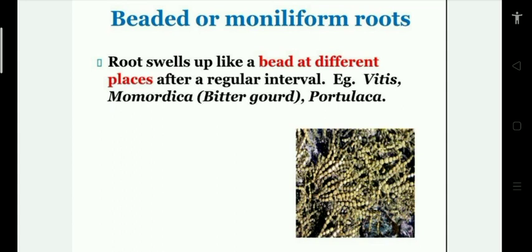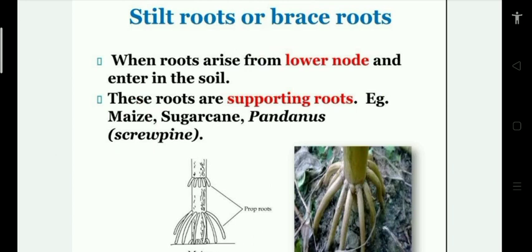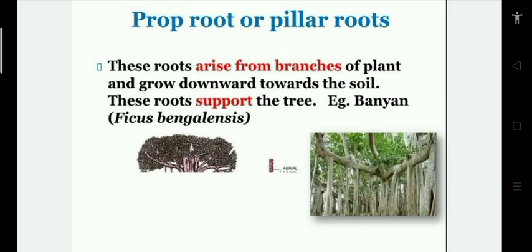So the moniliform roots are present in which plants? Bitter gourd, portulaca. I already told you about stilt roots or brace roots. Stilt roots are also an adventitious root modification. Examples: maize, sugarcane, pandanus. This is already discussed, no need again. Even prop roots or pillar roots are also an adventitious root modification. Example: banyan tree, scientific name Ficus bengalensis.